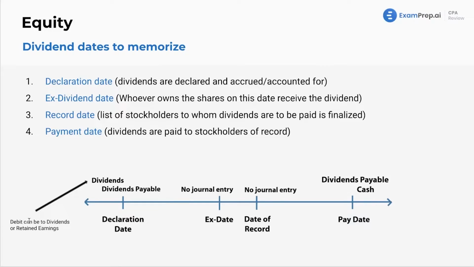And as a note here says, debit can be to dividends or to retained earnings, because at the end of the day, it is coming out of retained earnings. You are reducing your retained earnings, just different ways that the journal entries could display it for you.